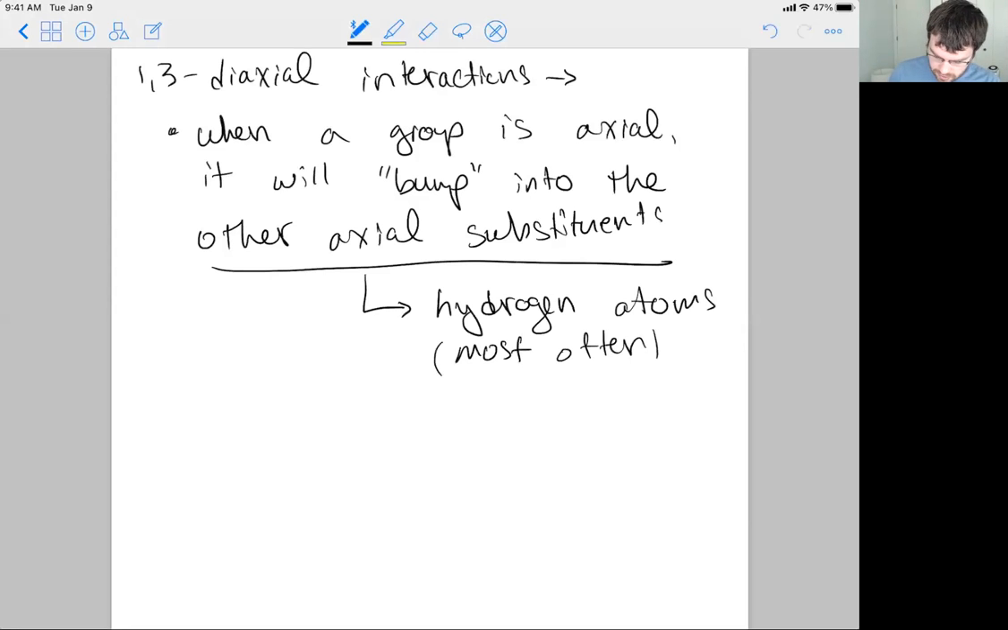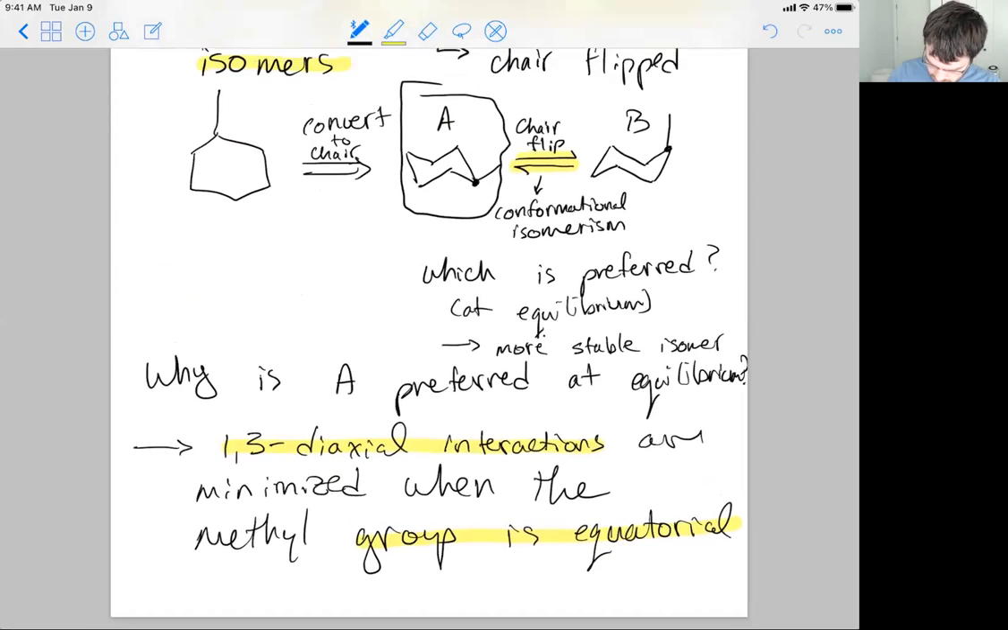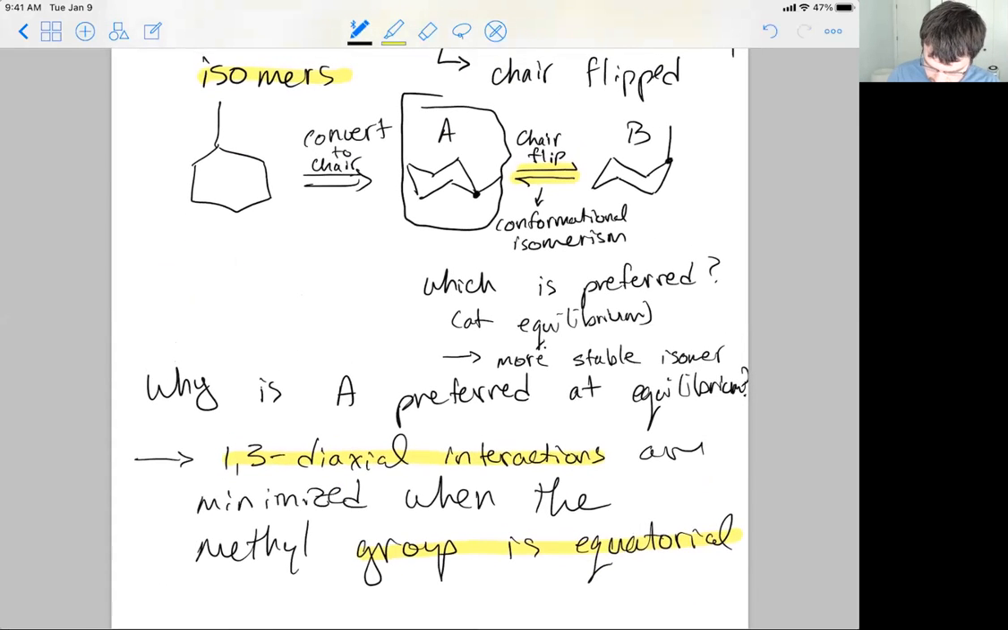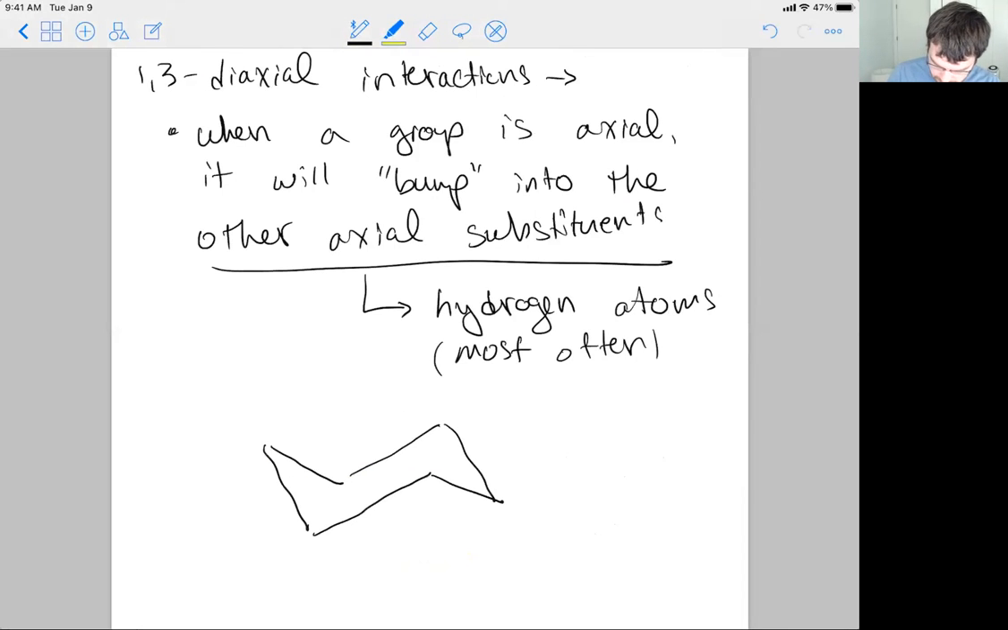Well, I want to consider structure B. So we're going to look at this structure, structure B. I'm going back here to redraw that, which means I have drawn the wrong chair structure. Sorry.